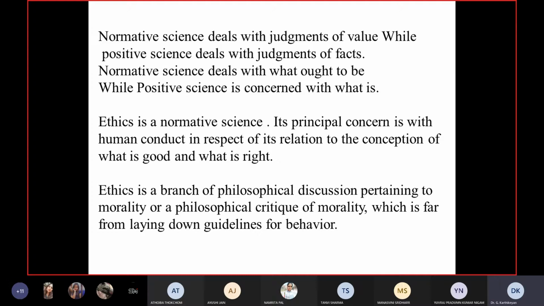So ethics is a branch of philosophical discussion pertaining to morality, or a philosophical critique of morality, which is far from laying down guidelines for behavior. You can understand guidelines for behavior; something might be striking a chord within you that in this pandemic situation, people have laid down guidelines for behavior. You need to have a face mask, you need to maintain social distancing, you need not travel if it is not necessary. All these are guidelines for behavior.